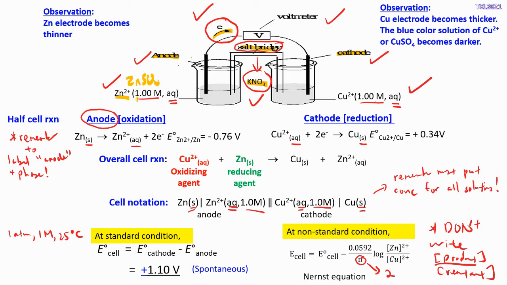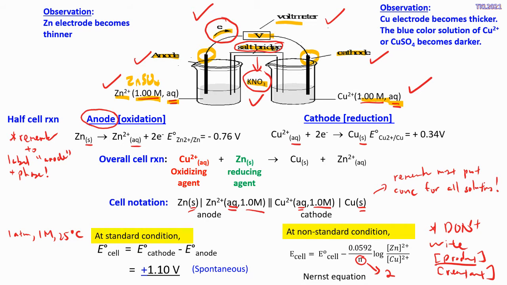Then students also tend to forget to label the phase and also the concentration. Phase and concentration. Okay, and also don't forget, label the voltmeter, and also label the terminal. Is it positive or is it negative?